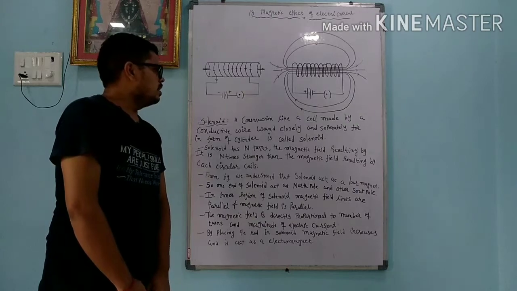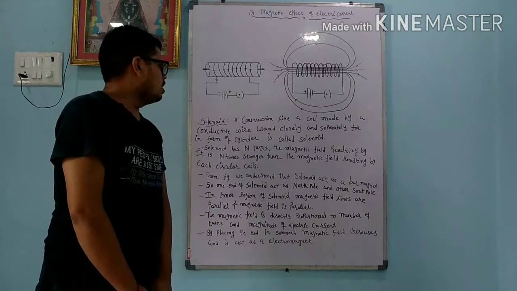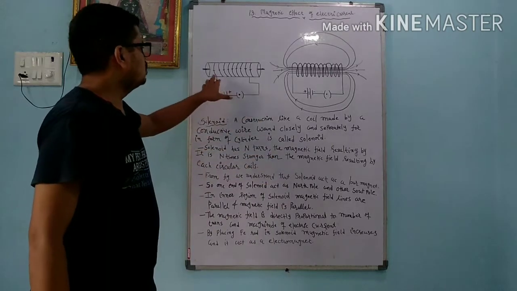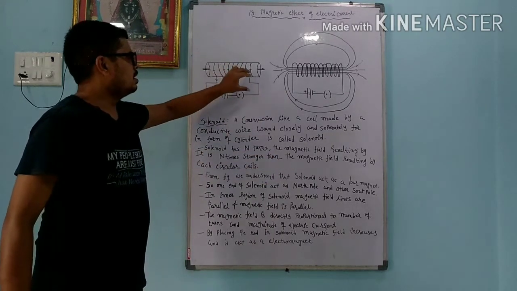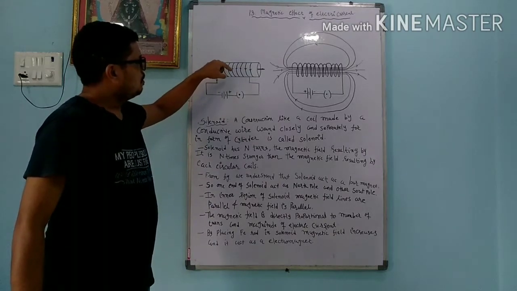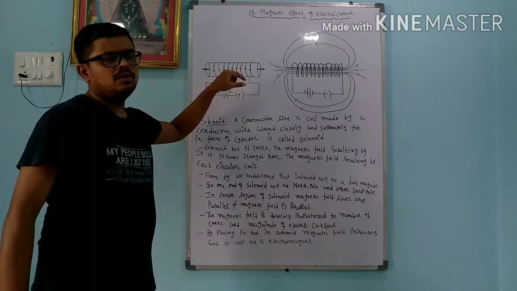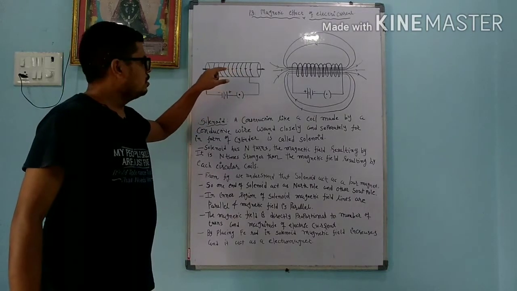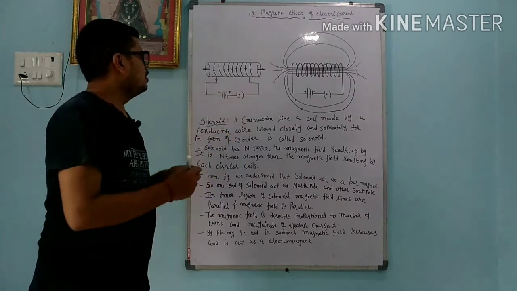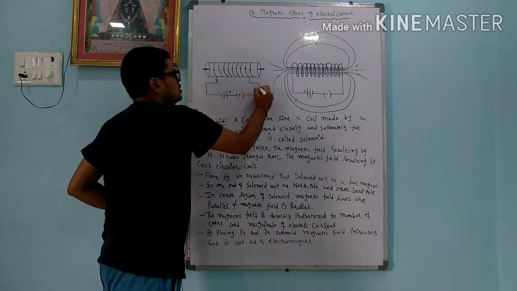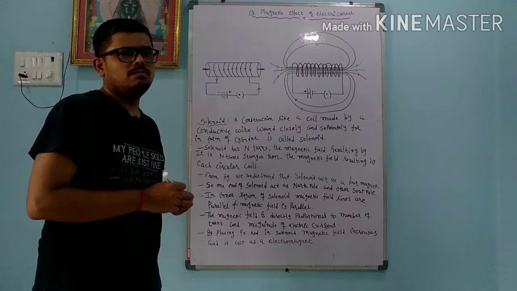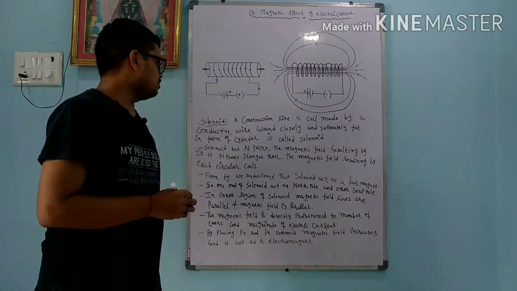Solenoid: a construction like a coil made by a conductive wire wound closely and separately in the form of a cylinder is called the solenoid. So here you can see that there is an insulating cylinder. On that we wind the wire, and because of that what happens? Whenever we switch on the circuit, as electric current passes through them, each wire acts as a magnet, and in total we get a strong magnet, that is called the electromagnet.